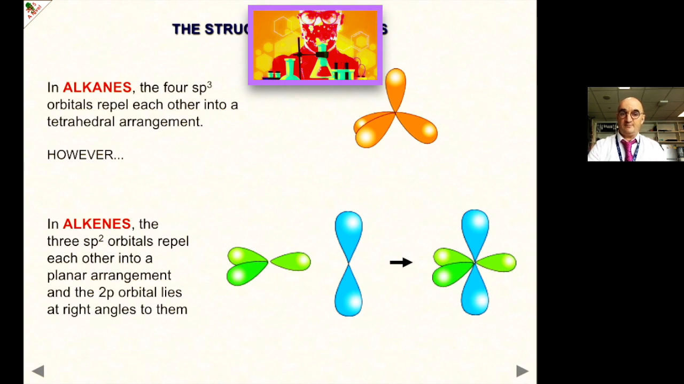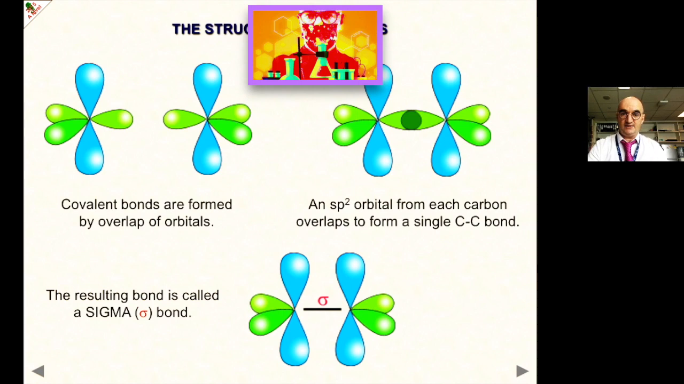So alkanes, sp3 tetrahedral, 109.5 degrees. However, in alkenes, it's sp2 trigonal planar, 120 degrees. Covalent bonds are the overlap of orbitals, and the ones that are intermediate between the nuclei, along the principal axis, we term a sigma bond. So these are the hybridized bonds here, and it's this orbital overlap of sp2 hybridized molecular orbitals.